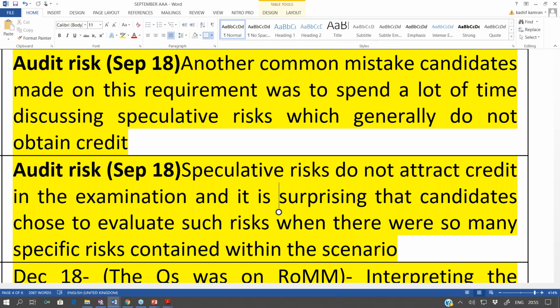A lot of time students do speculative risk. Then look at the next comment. Speculative risk does not attract credit in the exams, and it is surprising that candidates choose to evaluate such risk when there are so many risks in the case study. Has that been proven today? Were there so many risks to score 18 marks in the case study? 3 marks, 2 marks? So should I be taking hypothetical assumptions? Right? Next.